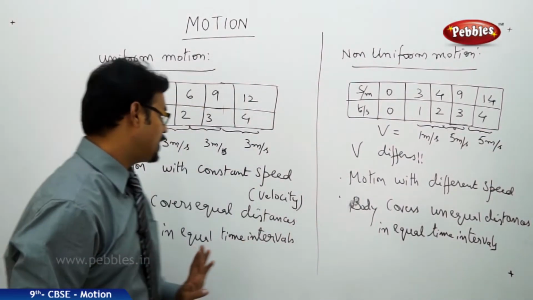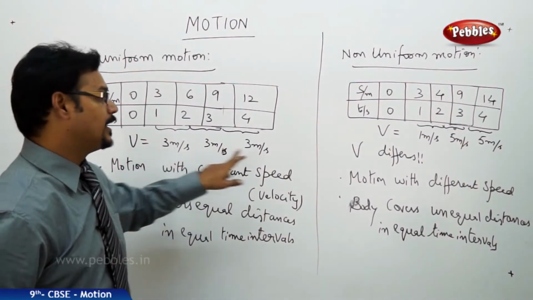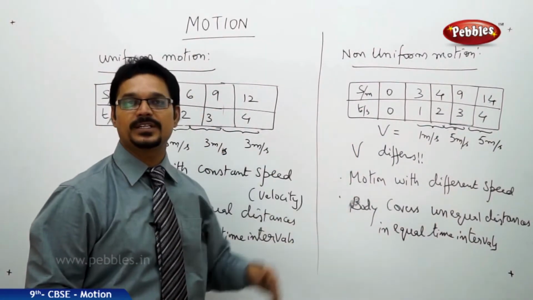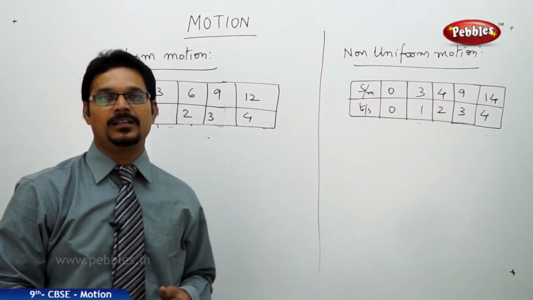So basically you should know that the body moves with constant speed, in this example 3 meters per second. In non-uniform motion, the body moves with different speeds, like 1 meter per second, 5 meters per second. Now let me explain in detail graphically.